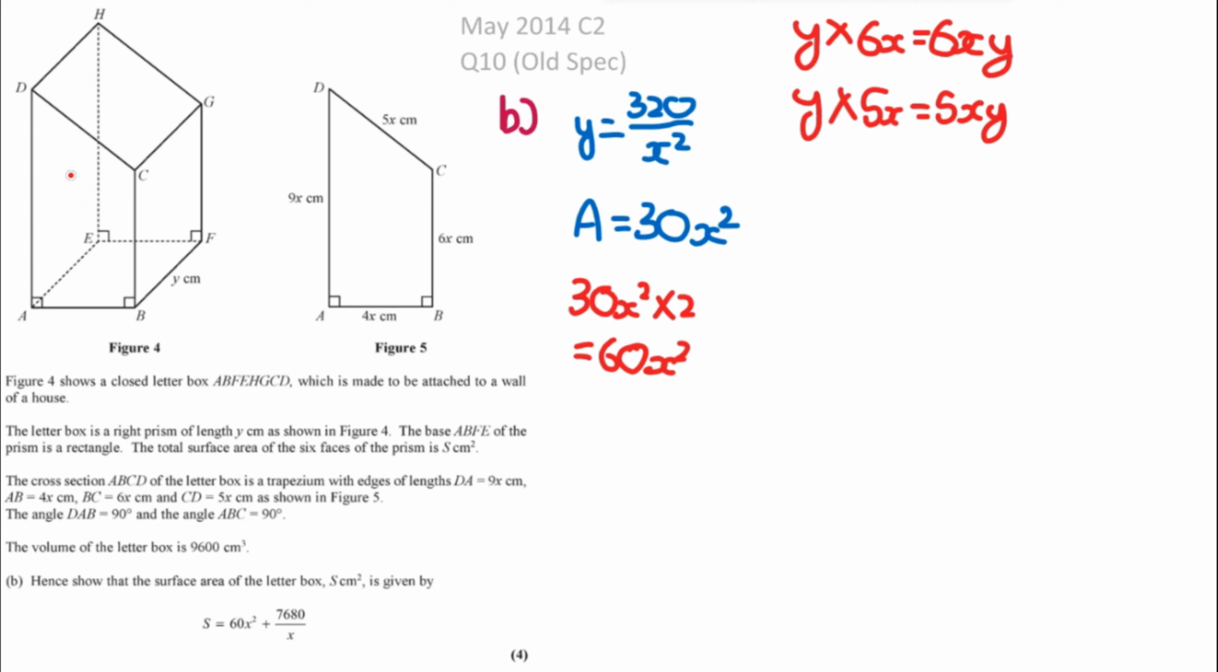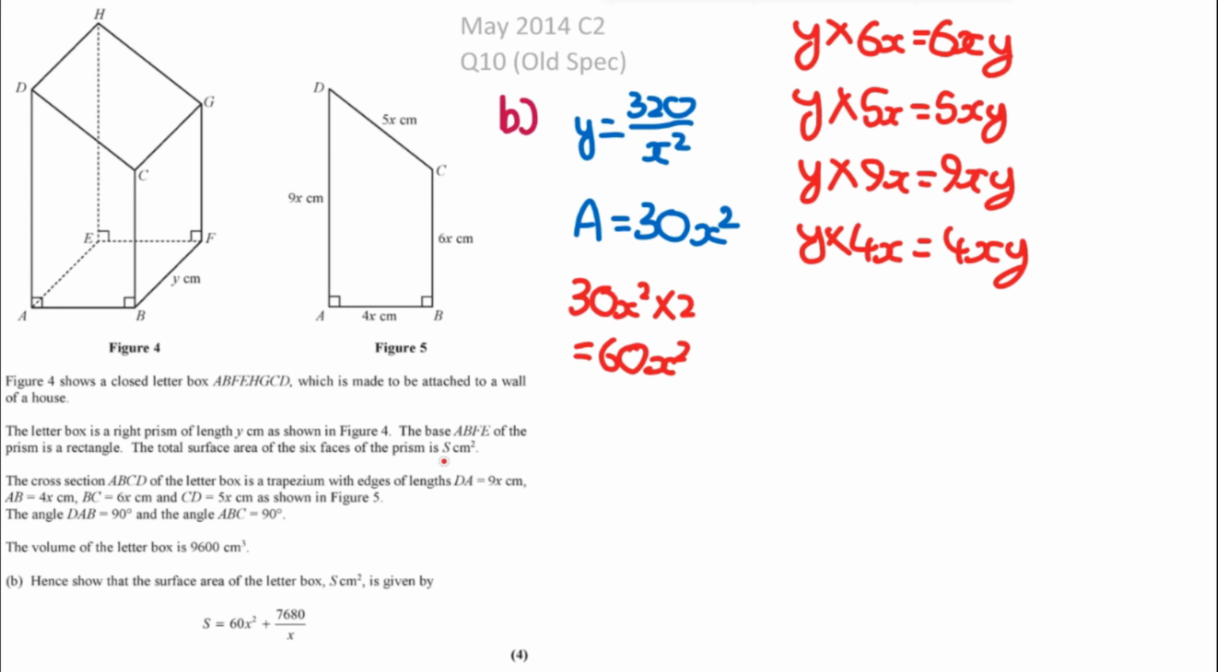The area of this side is going to be, again, y because that's the length, times the length of this side here, which is going to be 9x. So this is equal to 9xy. And then the area of this face at the bottom is going to be y times the length of this side here, which is 4x. So this is going to be 4xy.